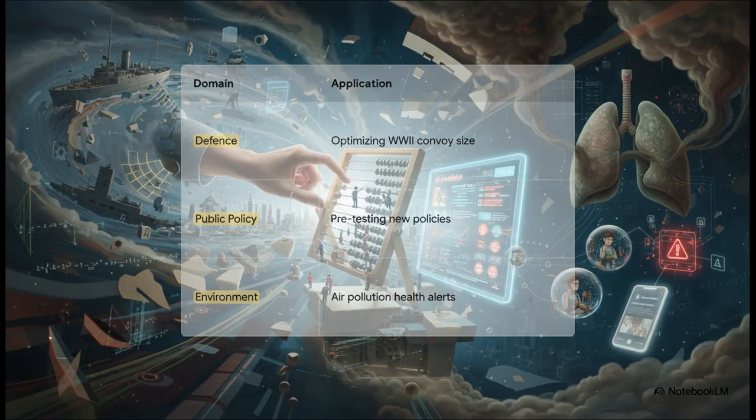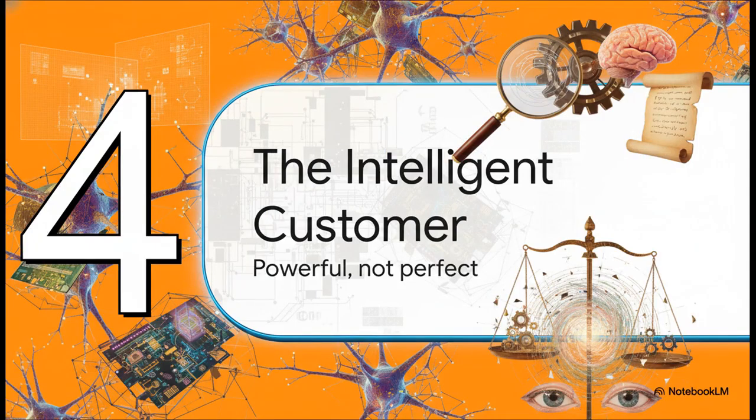And the applications are just all over the place. Way back in World War II, models helped figure out the best size for shipping convoys to avoid U-boats. Today, governments use them to test drive policies before they're rolled out to the public, and cities use them to predict air pollution and send out health alerts. It's everywhere.